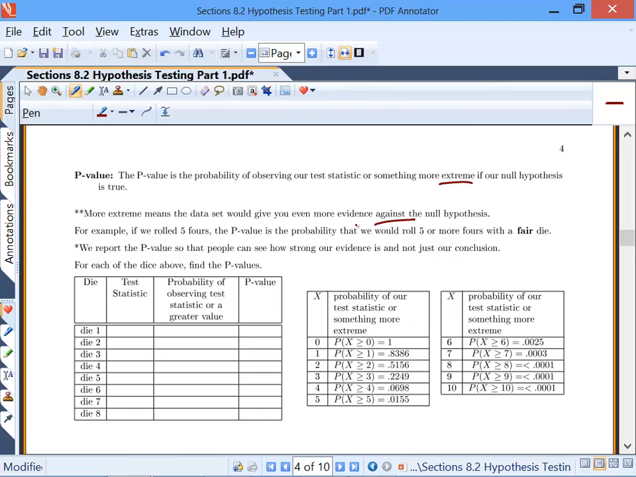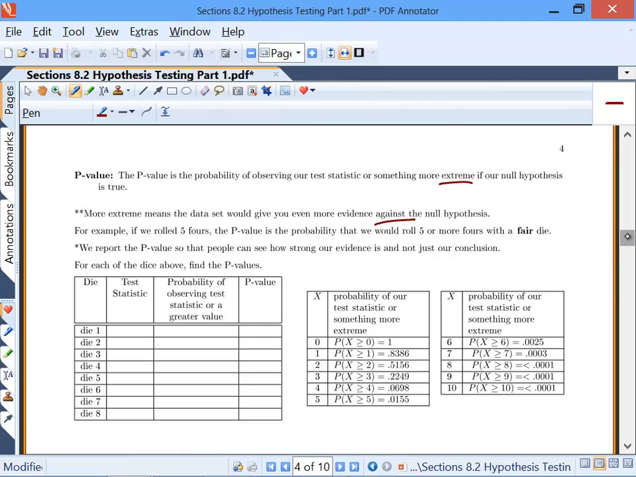Okay. So for example, if we rolled 5 4s, the p-value is the probability that we would roll 5 or more 4s with a fair die. Okay. So it's always going in the direction against your null hypothesis or towards your alternative hypothesis. The reason we report our p-value is so that people can see how strong our evidence is and not just our conclusion.